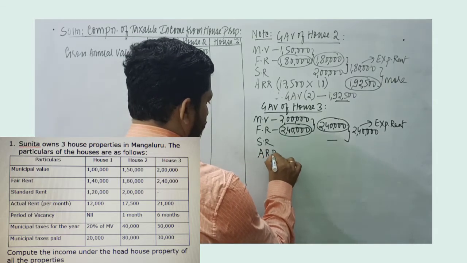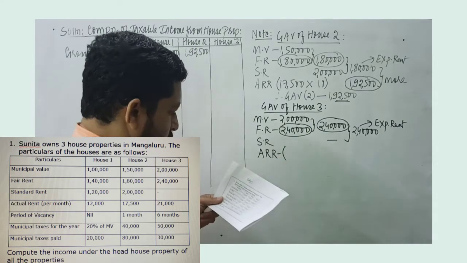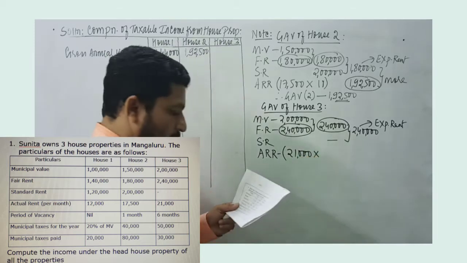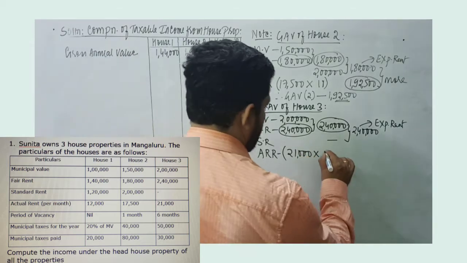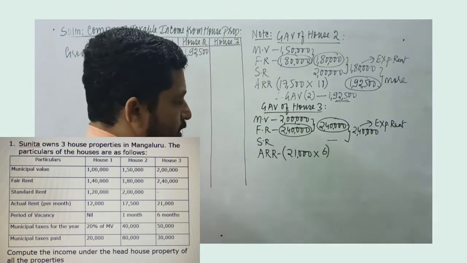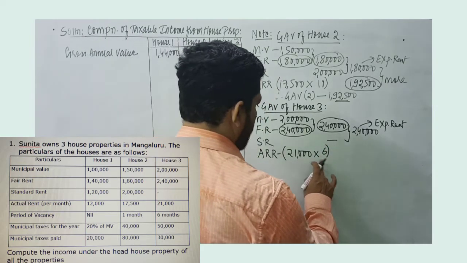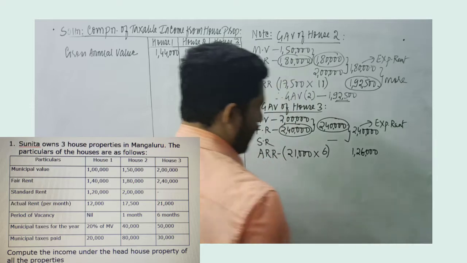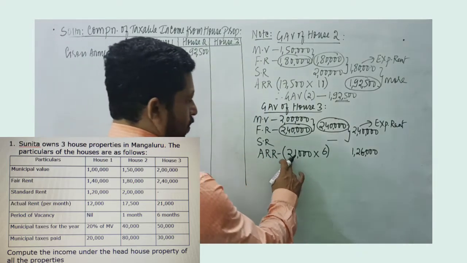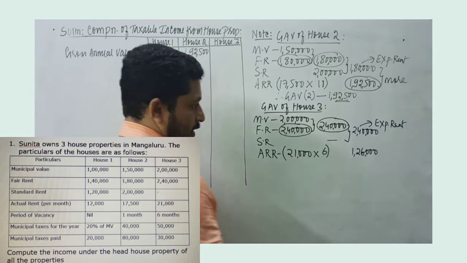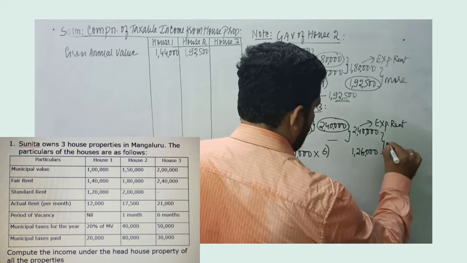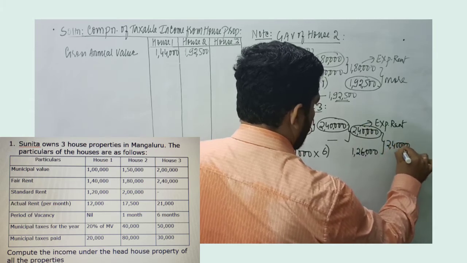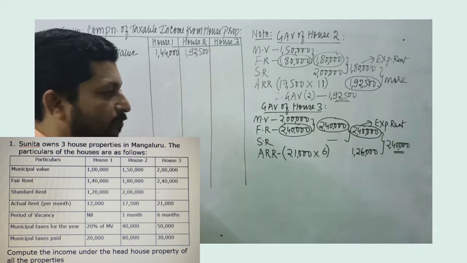Then actual rent received. What is given? Actual rent is 21,000 per month. And the period of vacancy is 6 months. So 21,000 into 6 would be 1,26,000. And we know very clearly among the two, whichever is more, 2,40,000 is more. Now the question arises, do we have to go through the fourth step?